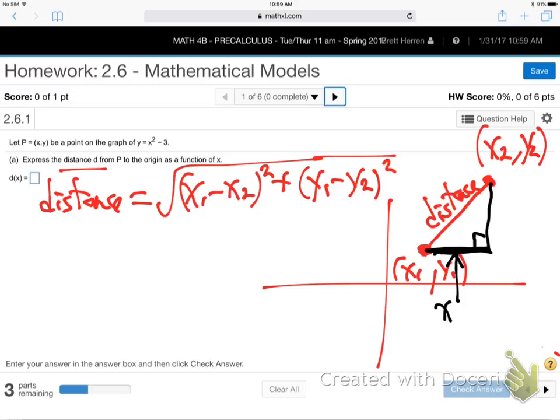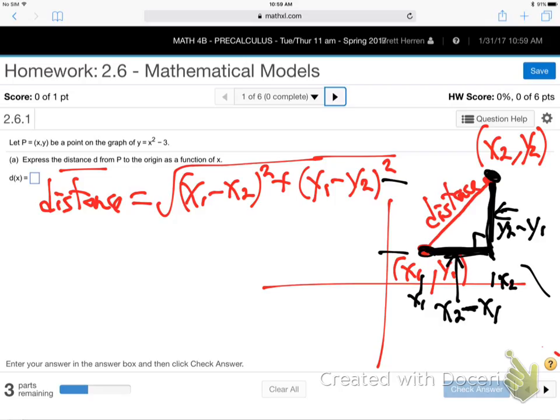Well, it's x2 minus x1. It's this x position. This one's at x2. This one's at x1. So this width here is x2 minus x1, right? The difference of x values is the width. What's the height here? What's the difference of y values? It's going to be y2 minus y1. It's this one's height minus that one's height, right? This point's height minus that point's height.